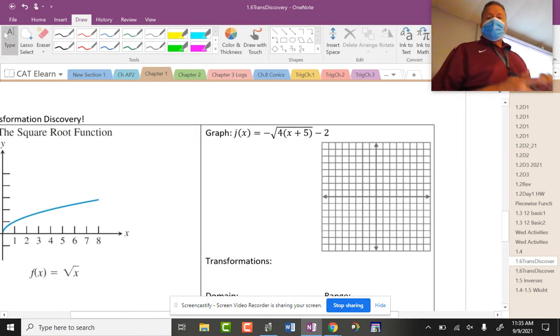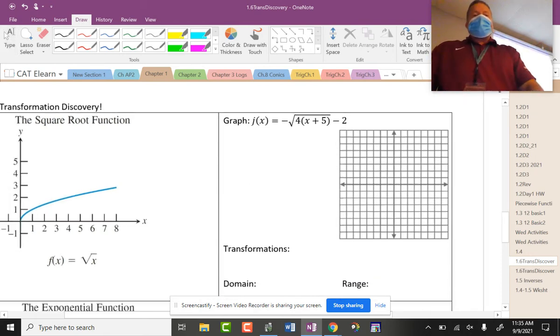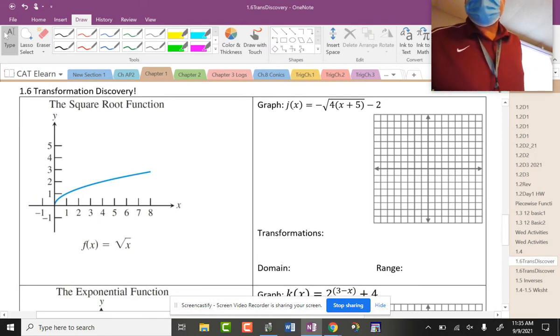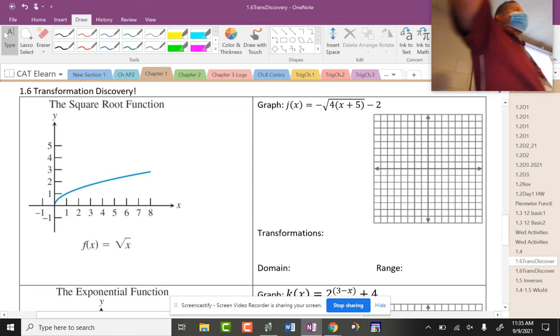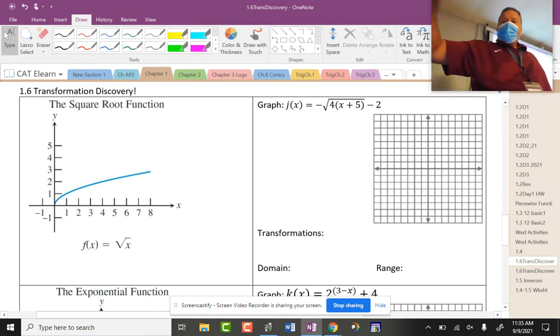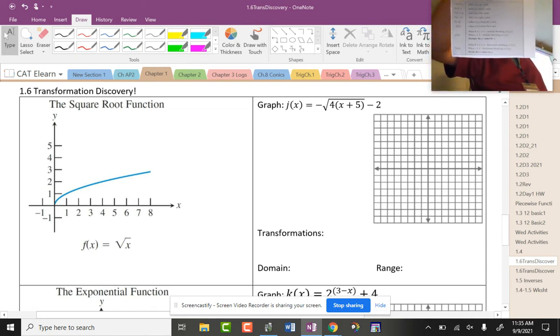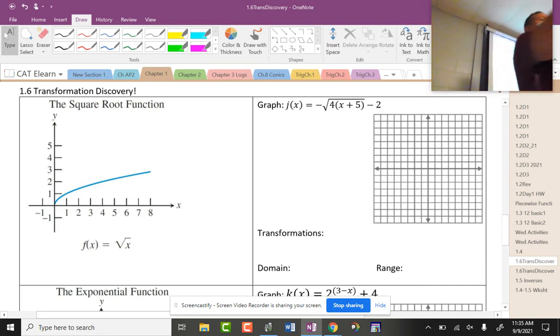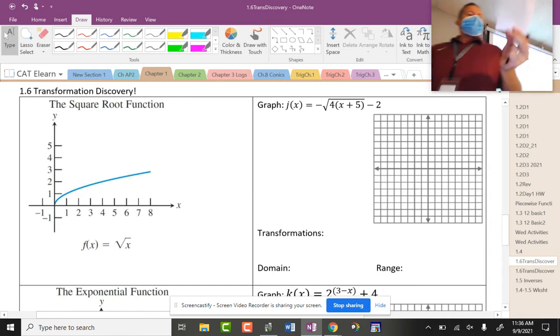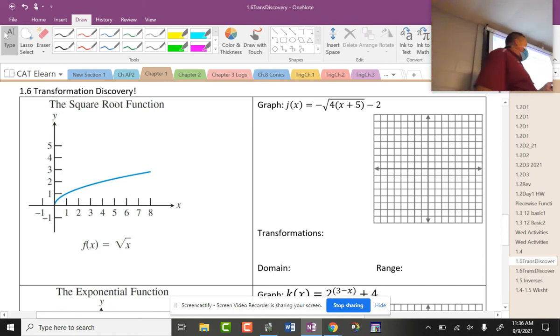All right, next one. Oh no, this is the worst one. Look at your little shaded sheet right here. Look at the last thing. It says f of c times x. The c is on the inside of the function. That's what you have right here. That 4 is on the inside of the square root. So what that is considered is a horizontal stretch or shrink.